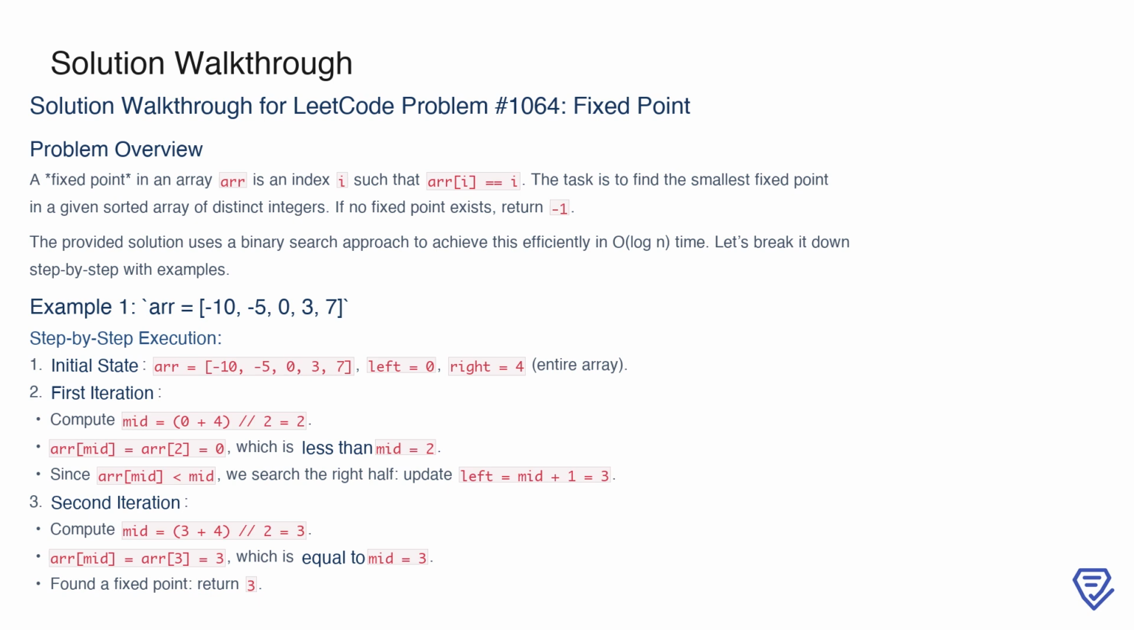At this index, the value is 0, which is less than the index value 2. Since the value at mid is less than mid, we focus our search on the right half of the array by updating left to mid + 1, which is 3. In the second iteration, the new midpoint is (3 + 4) // 2 equals 3. At this index, arr[3] equals 3, which satisfies the condition arr[i] equals i. Therefore, we found a fixed point at index 3, and we return 3 as the result.